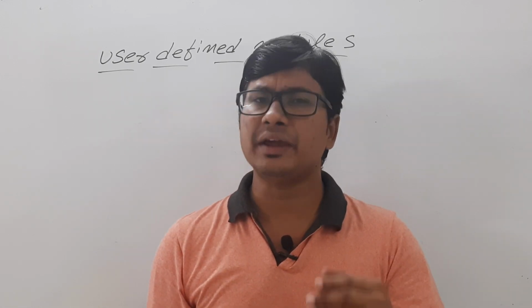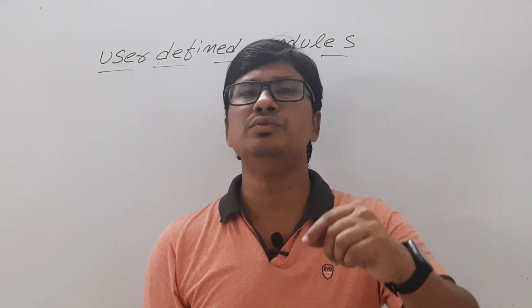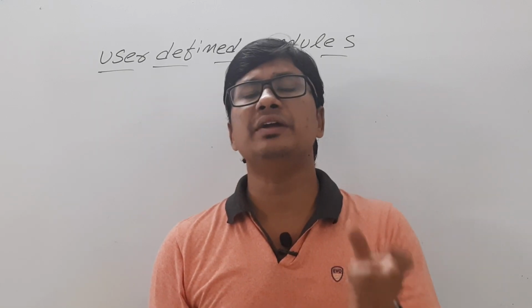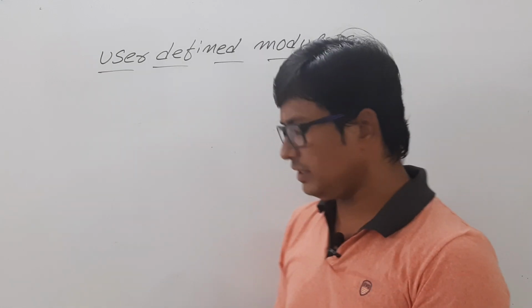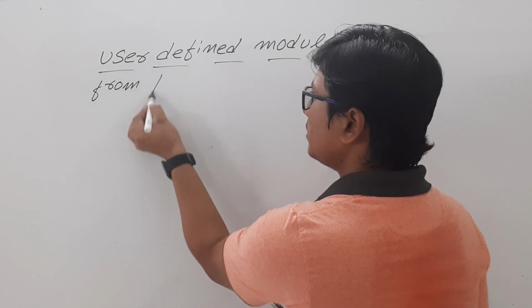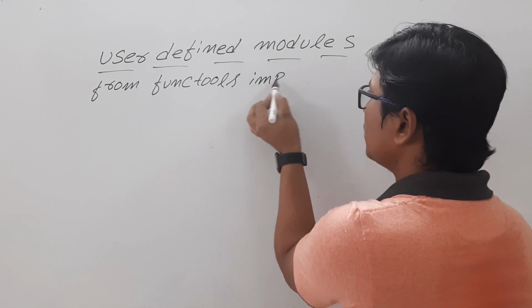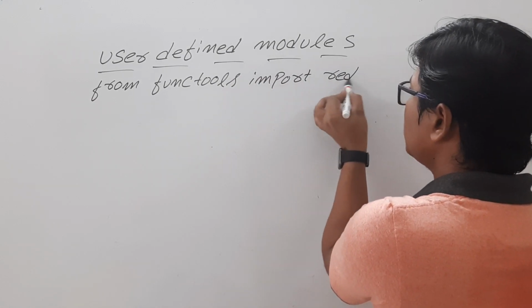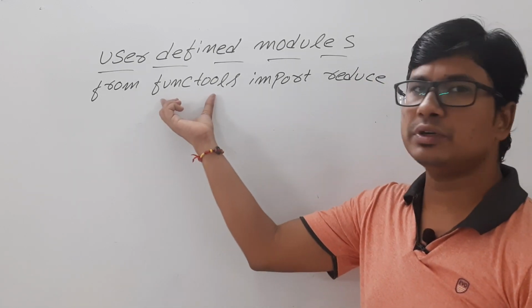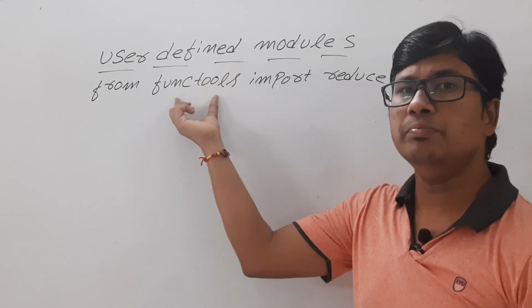In the last video, I discussed filter, map and reduce. In that video, I used an inbuilt module called functools and imported one function called reduce. How did I do it? I used a statement called from functools import reduce. So if I want to use the reduce function in my program, I import the module called functools. Is it clear? Now this is an inbuilt module.